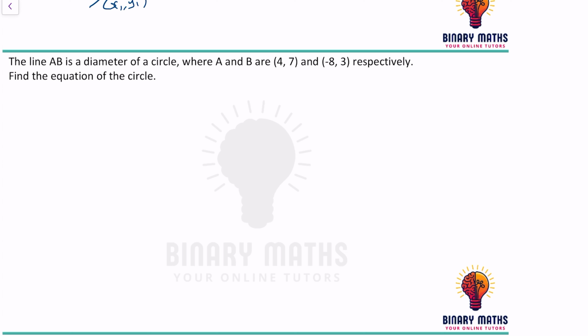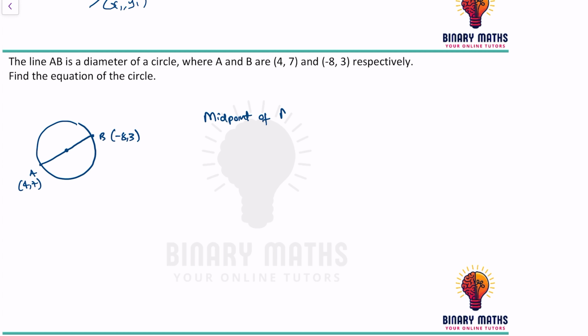The line AB is the diameter of a circle. So let's draw a rough sketch. We've got A and B. Because it's the diameter of a circle, it must go through the center, where A is (4, 7) and B is (minus 8, 3), respectively. Find the equation of the circle. If I want to find the equation of the circle, first of all, I need to find the midpoint of A and B, because that would be the center.